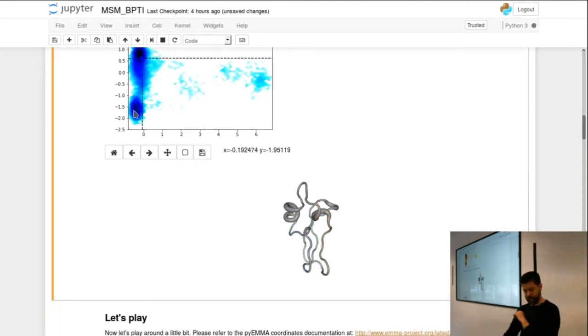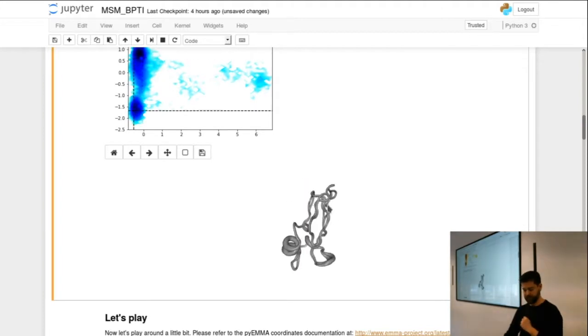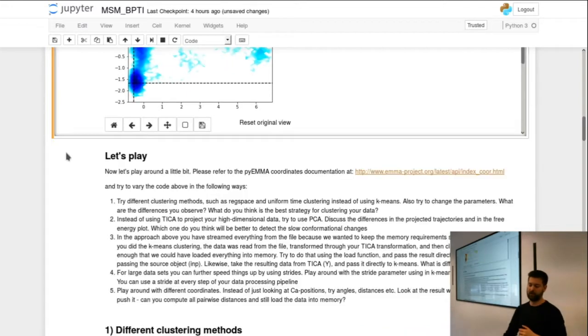So this is one conformation, the other conformation. It's a pity that they're coming out gray, because then you don't see the difference, but you can do overlays of them. I'll show it tomorrow.